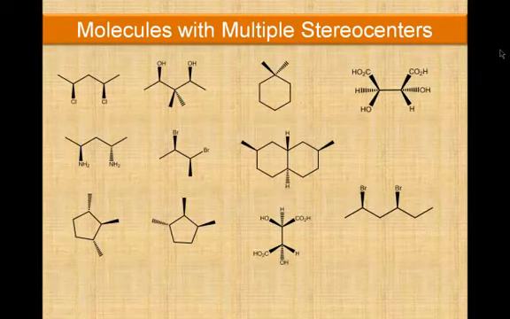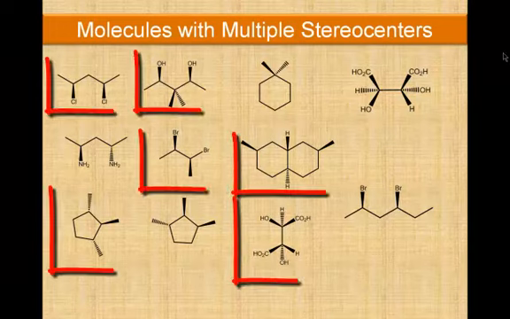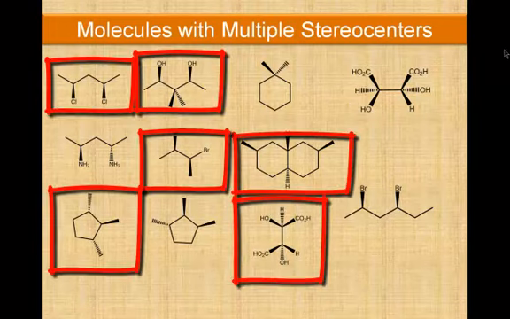See if you can pick out the meso compounds from these molecules here. Go ahead and pause. And remember that a meso compound has multiple stereocenters, but it also has a plane of symmetry. These are the meso compounds. So how did you do?